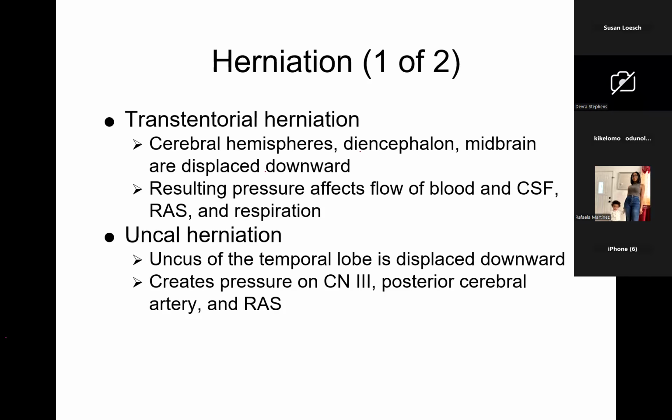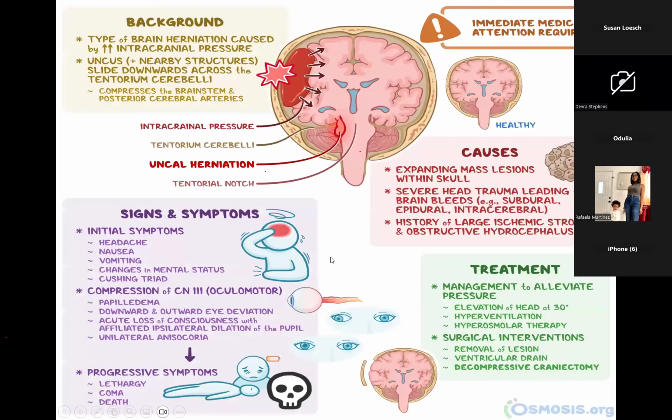If we had an uncal herniation, this occurs when the uncus of the temporal lobe is displaced downward past the tentorium cerebelli. This can put pressure on the third cranial nerve, the cerebral artery, and the reticular activating system. So you can see both types of herniation would cause what? Both of them are going to affect your reticular activating system. So what's that going to do to you? It's going to make you less awake and alert if there's pressure on your reticular activating system.